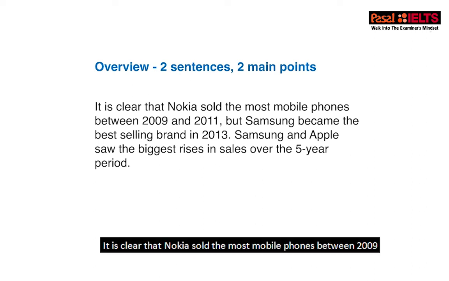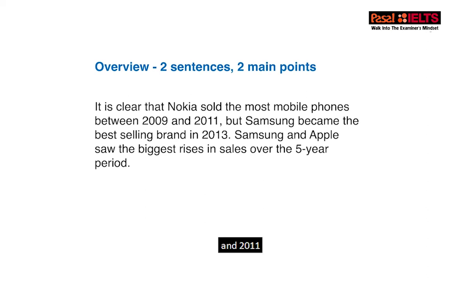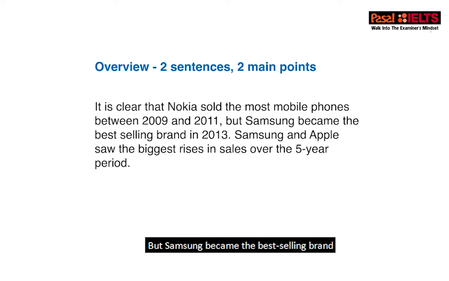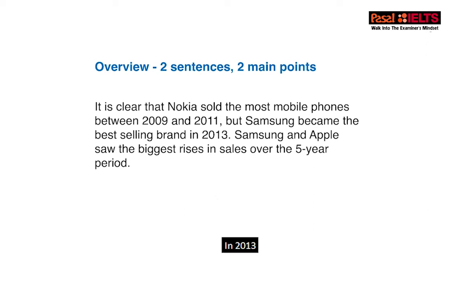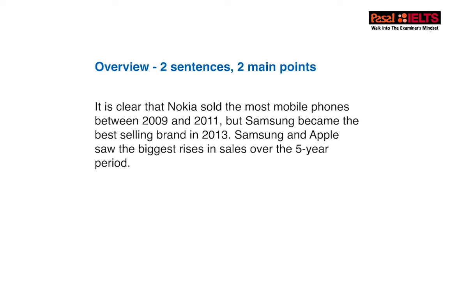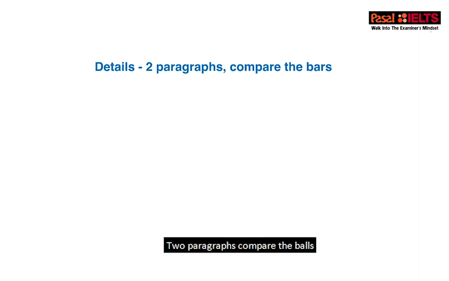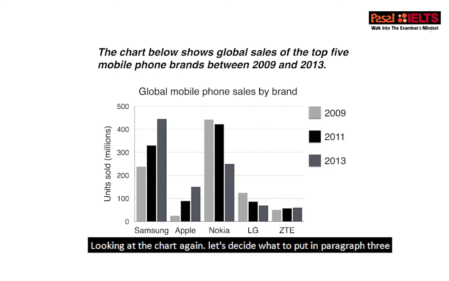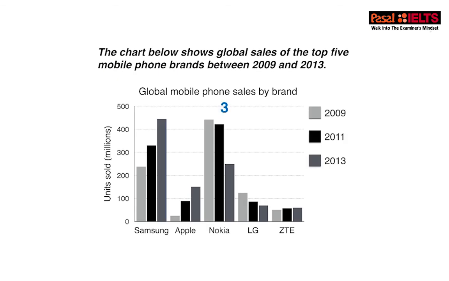It is clear that Nokia sold the most mobile phones between 2009 and 2011, but Samsung became the best-selling brand in 2013. Samsung and Apple saw the biggest rises in sales over the 5-year period. And that's it. 2 paragraphs done. Now we can move on to describe the details. 2 paragraphs, compare the bars. Looking at the chart again, let's decide what to put in paragraph 3.